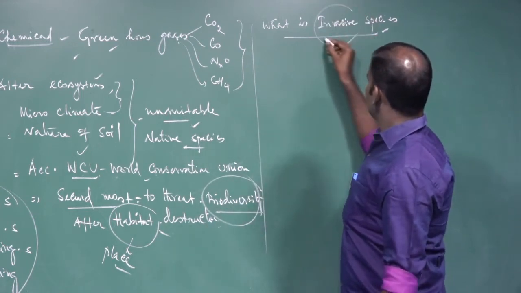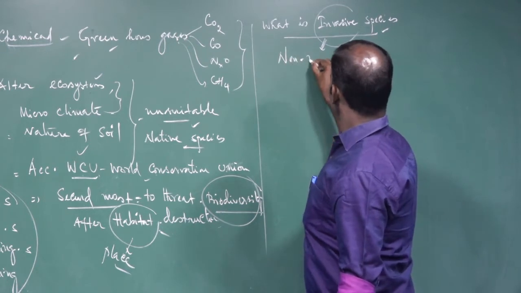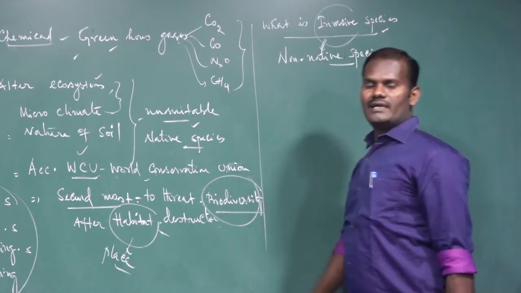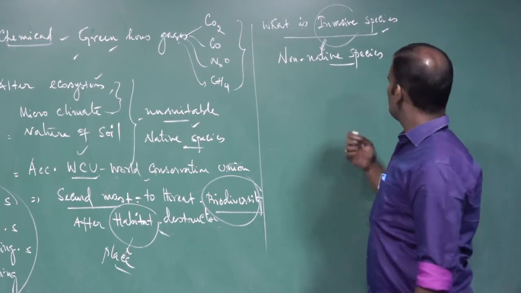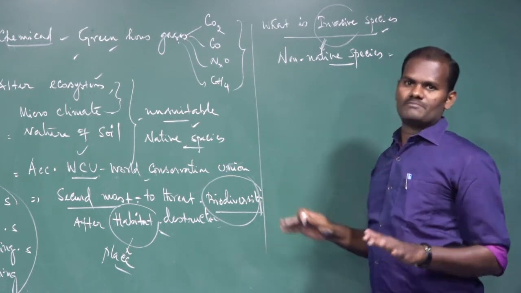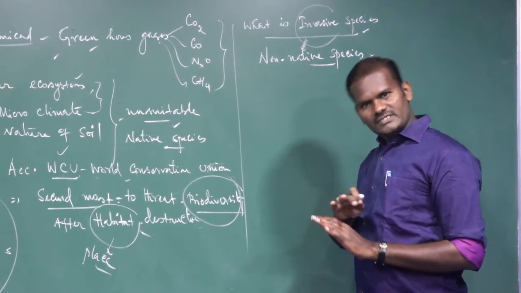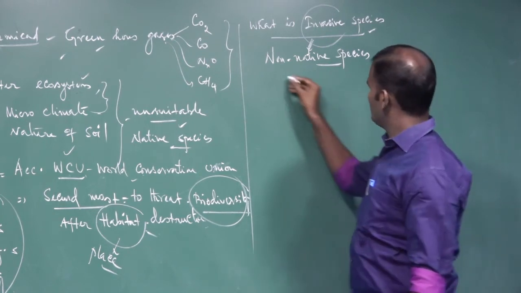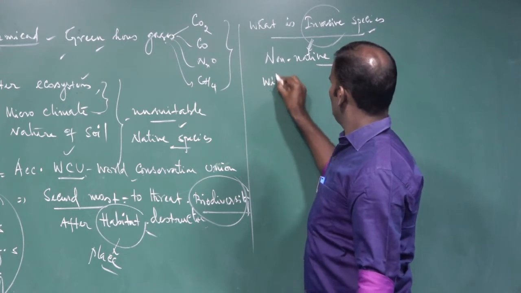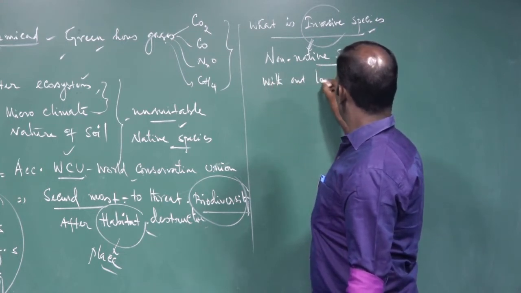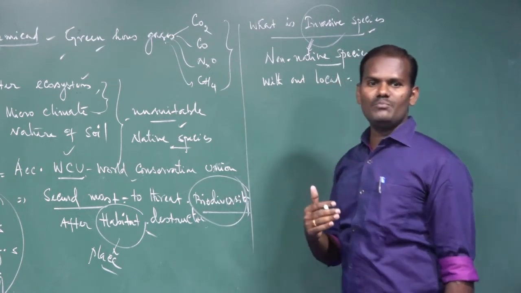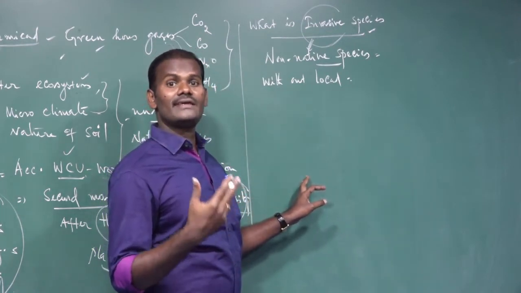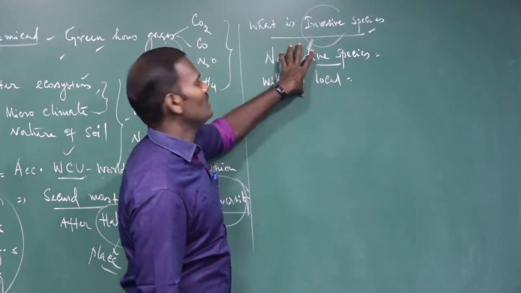The invasive species is nothing but non-native species. Non-native species are introduced in our country into the ecosystem and spread naturally without any agent. They spread naturally and interfere with the existence of our local species, causing serious impact to the threatening of biodiversity as well as great economic loss also. So that is the definition of invasive species.